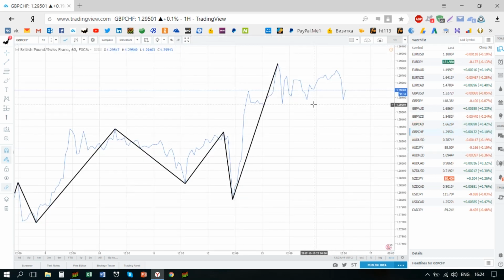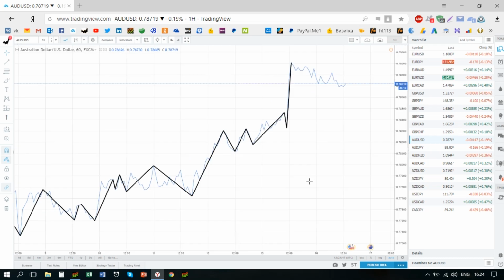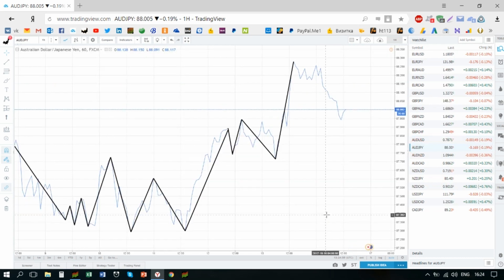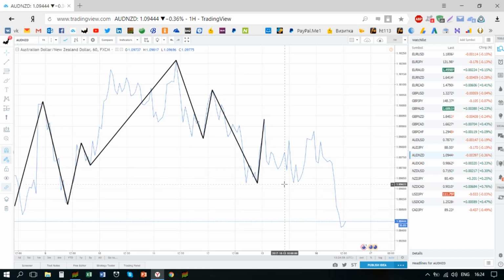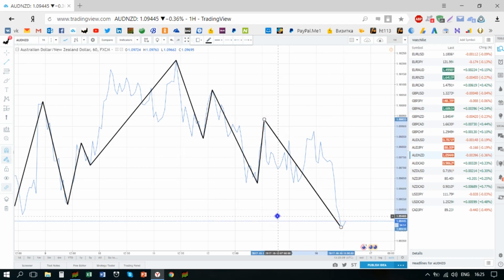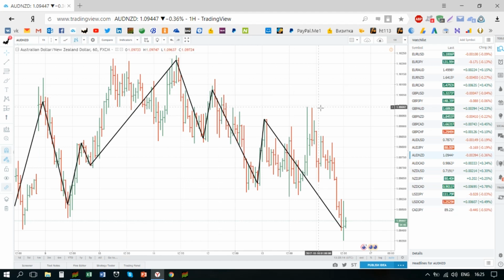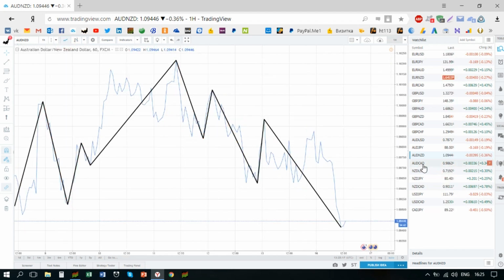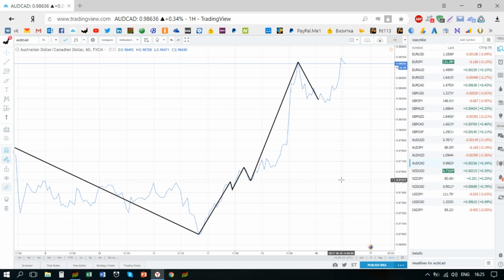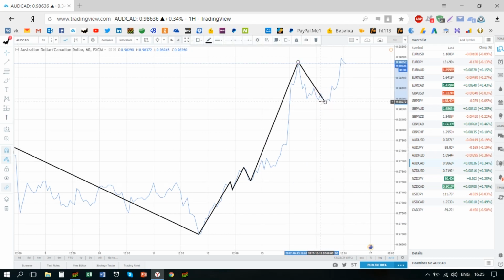Pound Swissy, no violation. Aussie dollar, nothing here. Aussie yen, no violation. Aussie New Zealand. Okay, this low says 96.27 and this low says 96.30, so it was higher, broke lower. Potential cipher pattern. Nope, no cipher here. Aussie Canadian, this moves lower and then this moves higher, pretty obvious.